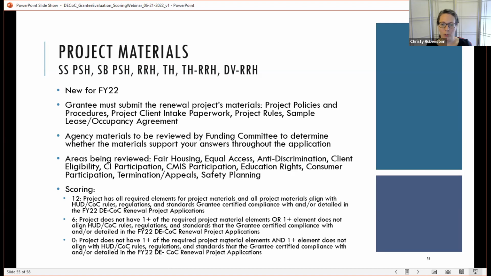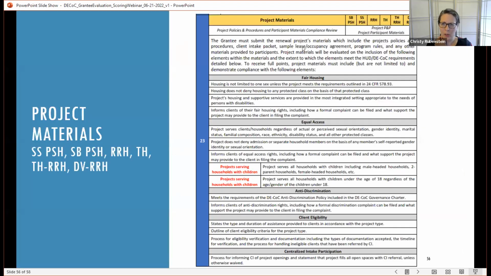If you have one or more materials you don't have, you didn't provide them, and stuff is not in alignment, one or more, you will not get any points. So just be really careful, make sure that you're providing all the materials that you need to be able to maximize your points here. And this is kind of what it looks like within the application. I just note that each of these areas will tell you what the areas you need to cover are with your materials, right?